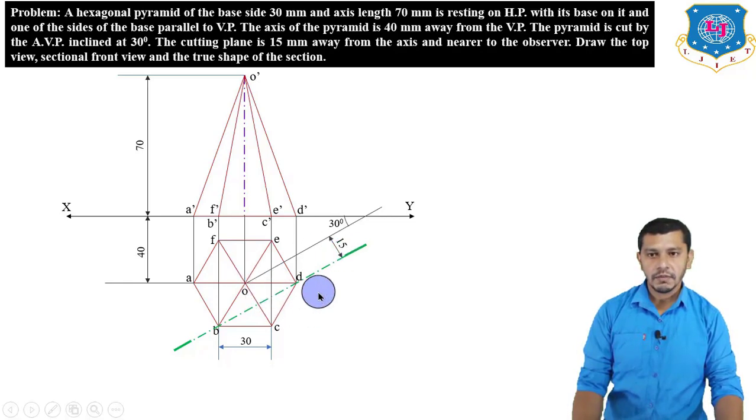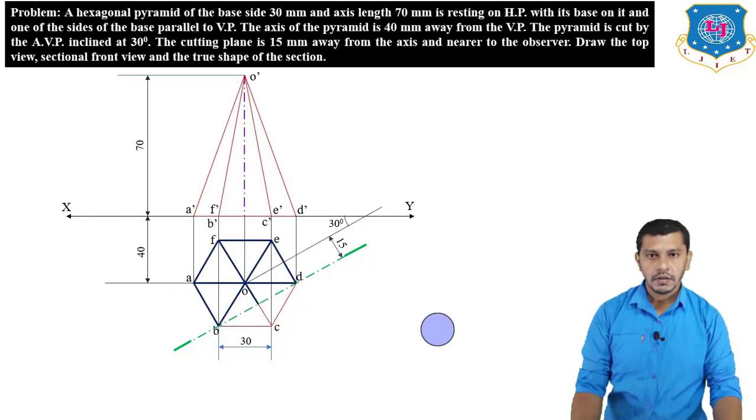So we have shown the cutting plane, and it is nearer to the observer, it is not away from the observer. Now after drawing the cutting plane, we have to remove the part in between the cutting plane and the observer. So we will remove this part. So this part will be our section of the solid that we have to show dark. Now we have to show the section in the front view.